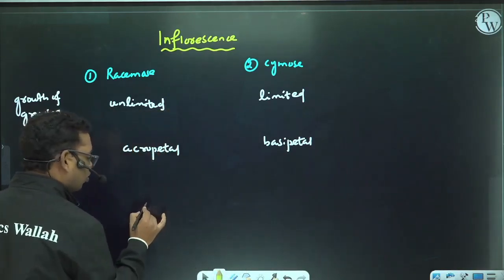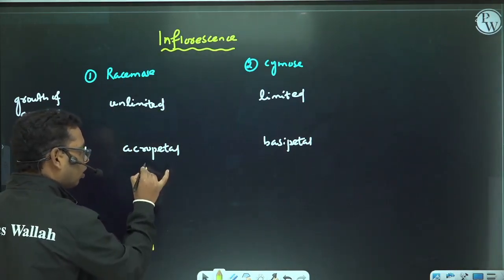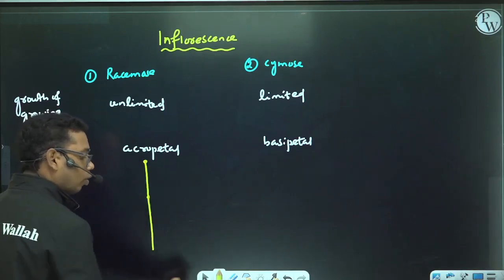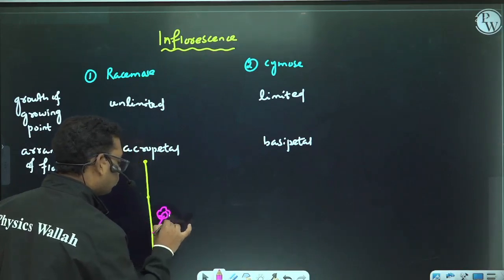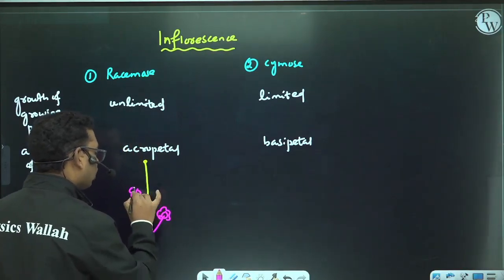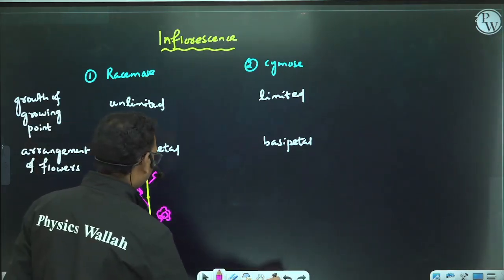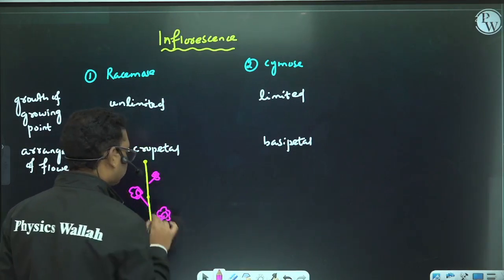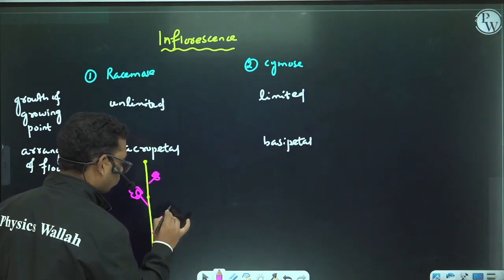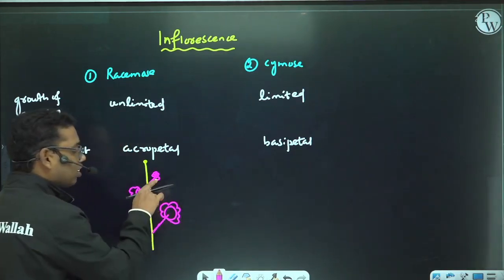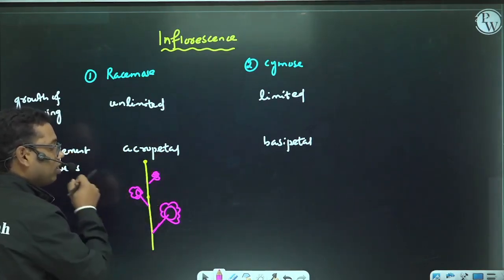Suppose this is the inflorescence axis and this is the growing point, and this growing point is growing unlimitedly. Let me draw some flowers here. This was the first flower to develop, this was the second flower to develop, and this is the third flower to develop. So in this case the youngest flower is present towards the tip, and such arrangement is called acropetal arrangement.